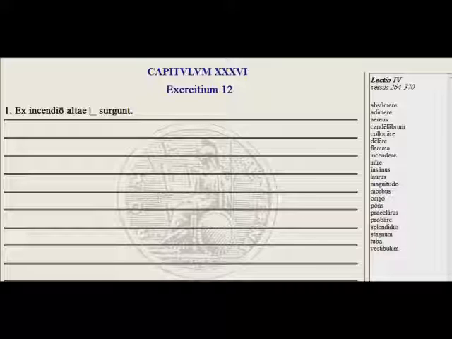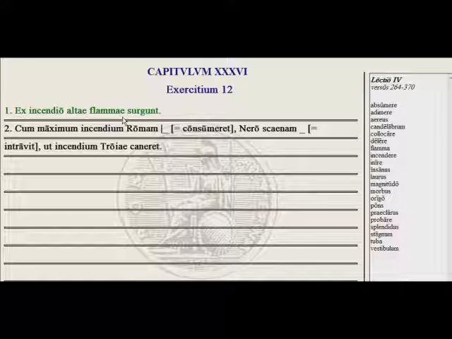Here we are in exercise number 12, vocab exercise. We have number 1, ex incendio altae blank surgunt. So from the fire, huge blank arise. And so we learned that tall, we had the word for flames, which was flammae. Tall flames arise. Okay, go ahead and try the rest of those. Let's move on to exercise 13.